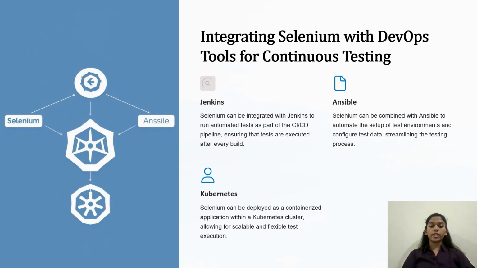Integrating Selenium with DevOps tools for continuous testing. Selenium can be integrated with Jenkins to run automated tests after every build, ensuring that new code doesn't disrupt existing functionality. If a login feature fails testing in Jenkins, it notifies the team instantly, preventing broken code from reaching production.